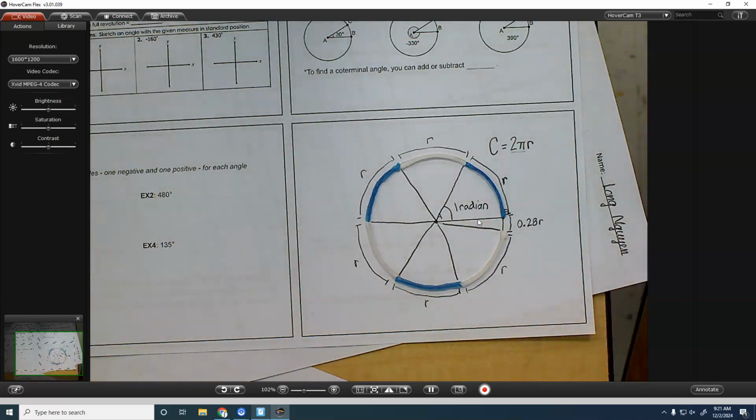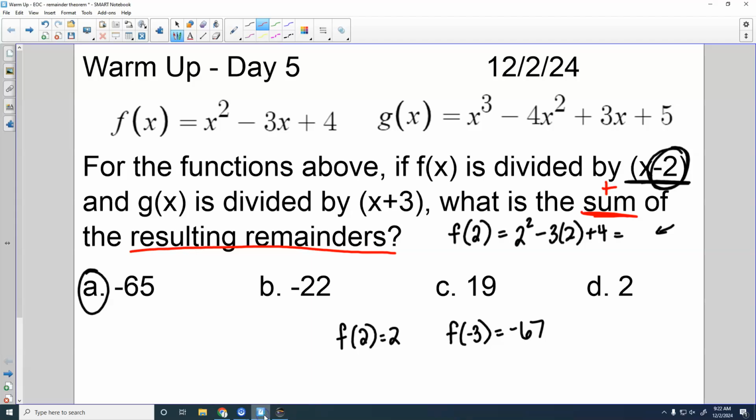Okay, it is the angle that you get if you go 1 radius on the edge of the circle, right? So that would be 1 radian right there. Okay, so it's a different type of angle measure. All right, so that might get sort of gummed up in your notebook. You can take it off if you want, or keep it if you just like it.